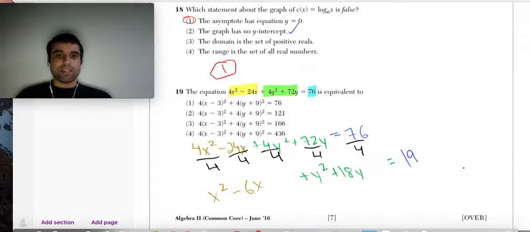Now when you complete the square, if you know how to do it quickly, you're going to get 9 and you have to add it to both sides. You're going to get 81 and you add it to both sides. If you didn't understand what I just did, make sure you study completing the square.